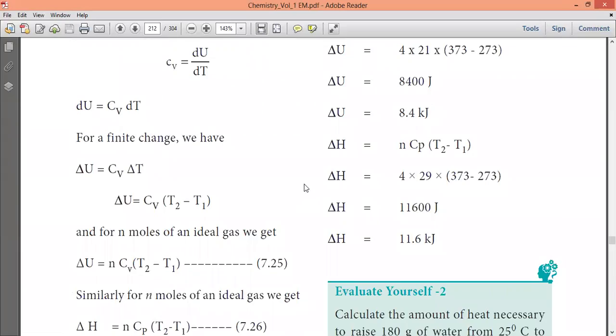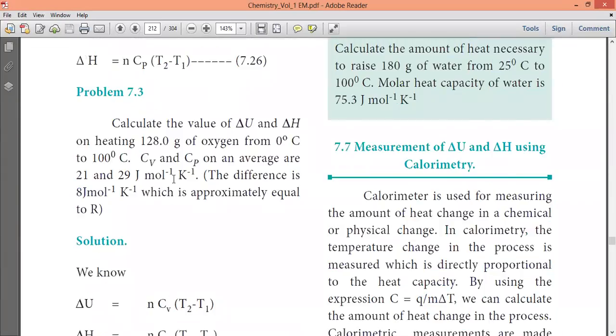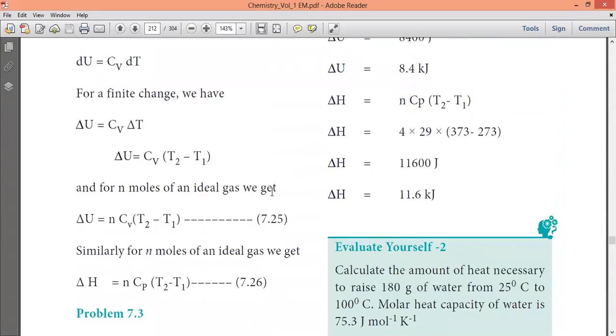Actually all this will be useful for solving problems. Everything is direct substitution only. With simple unit conversion we can easily attend all the problems, which will be easier without any great difficulty.